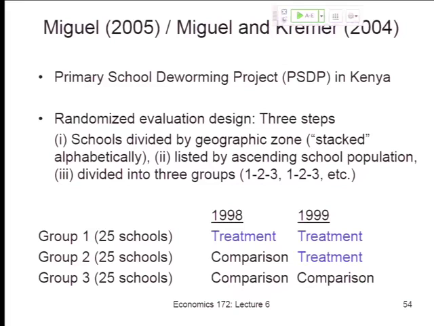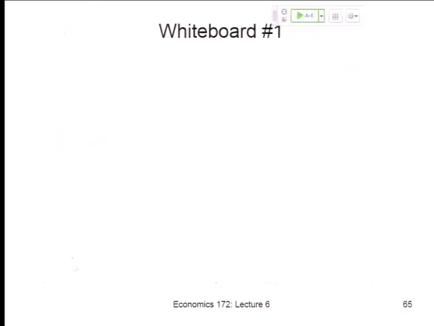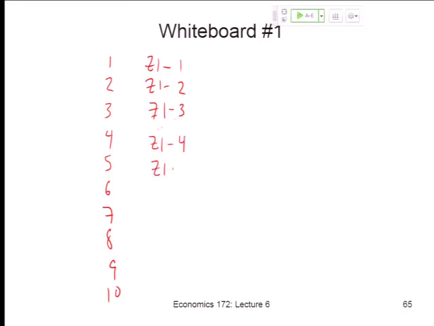Yes, so the idea is, let's say this first zone, let me just get better chalk. Maybe this doesn't work out well. Let me try to do it here so you guys can have a record of it. Okay, so this is school number 1, 2, 3. This is just a listing and the way they were stacked, right? Let's say the first zone had 5 schools. So this is zone 1, school 1, zone 1, school 2, zone 1, school 3, zone 1, school 4, zone 1, school 5, right?